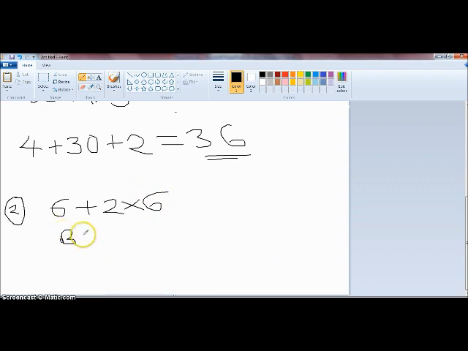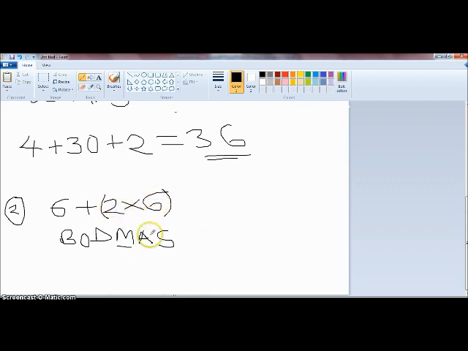Okay, brackets, of, division, multiplication, addition, and subtraction. So which one comes first here? Brackets, of, division, multiplication, addition. Okay, we don't have division, we don't have subtraction, but we have multiplication here, then we have addition here. So it says brackets, of, division, multiplication. So in BODMAS, multiplication comes first. That means I need to solve this first.